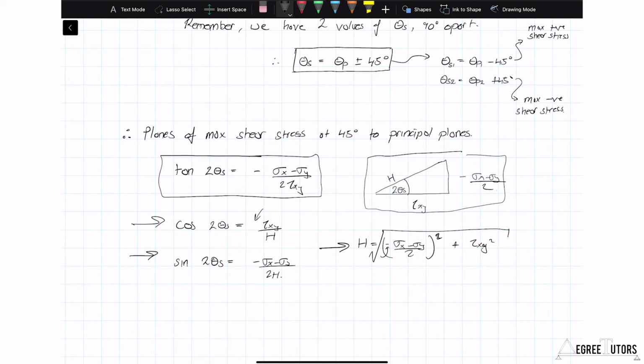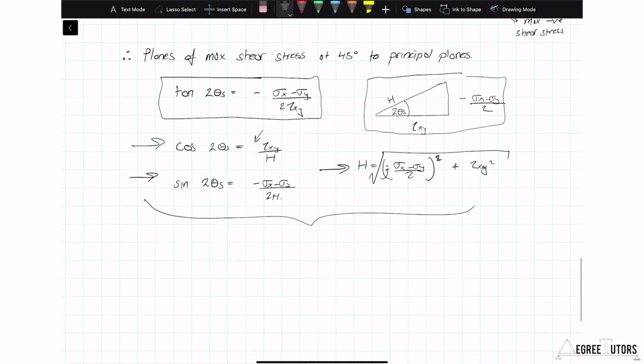Okay, now why did we do all that? We did all of that because we're going to take all of these expressions here and we're going to sub them into our transformation equation.